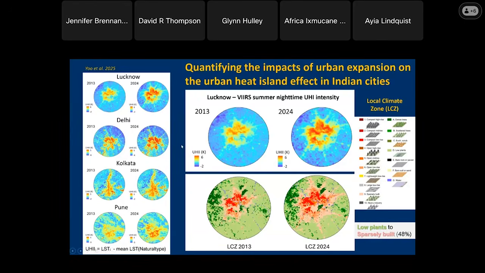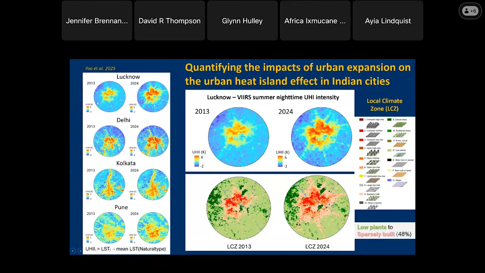looking at the correlation between the increase in nighttime temperatures and the urban expansion within the fastest growing Indian cities. So on the right here is an example of Lucknow. You can see how rapidly the urban heat island has increased just over a 10-year period from about 2013 to 2024 over the city of Lucknow. And this can be directly attributed to this urban expansion from low plants to more sparsely built types of urban types here, which we refer to as local climate zones. And we also hypothesize that this is also due to urban densification within the urban environment itself.